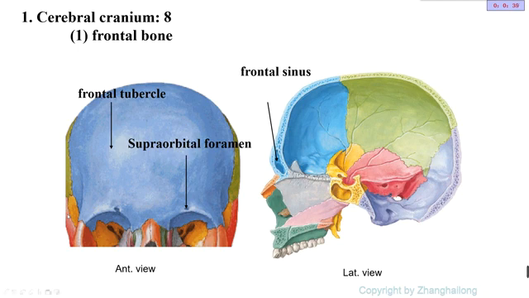And on the inferior border of it, here is our orbit, and on the superior border of the orbit, the inferior border of the frontal bone, there is a supraorbital foramen. Here is the foramen, and on the right side is a notch. You see, foramen means small hole, and here is a notch.